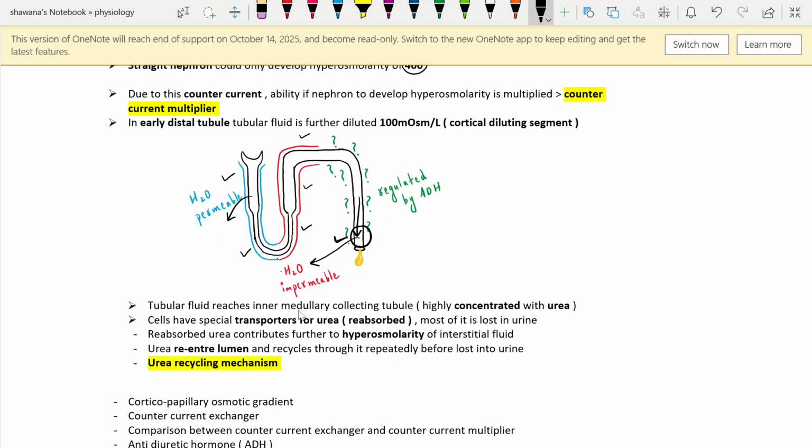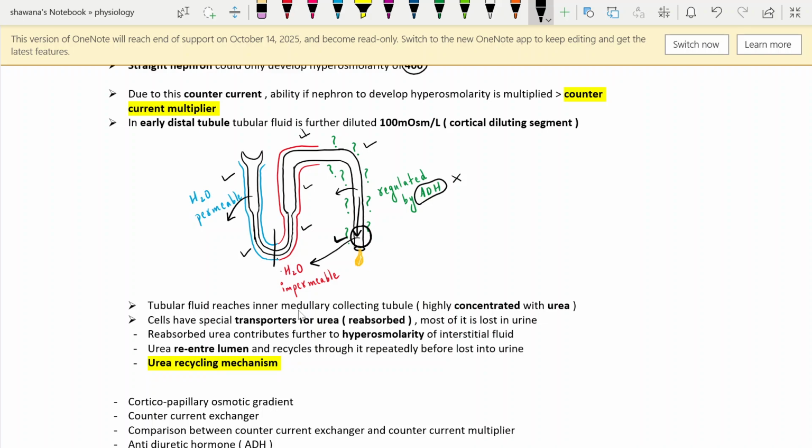Here water cannot be reabsorbed under physiological circumstances. And the late part of the nephron, that is the late distal tubule, the cortical collecting tubule and the medullary collecting tubules, their water reabsorption depends on the function of antidiuretic hormone. If antidiuretic hormone is present, it will allow water reabsorption, and if it is not there, water cannot be reabsorbed in the late part of the nephron.